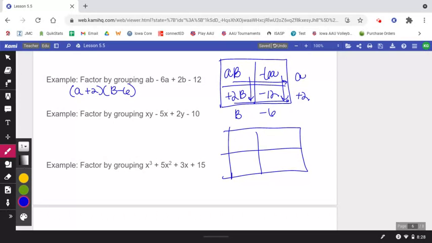Try to get on this next one. We have xy minus 5x. They have in common x. And then 2y minus 10 has in common 2. xy, and negative 5. X plus 2, y minus 5.